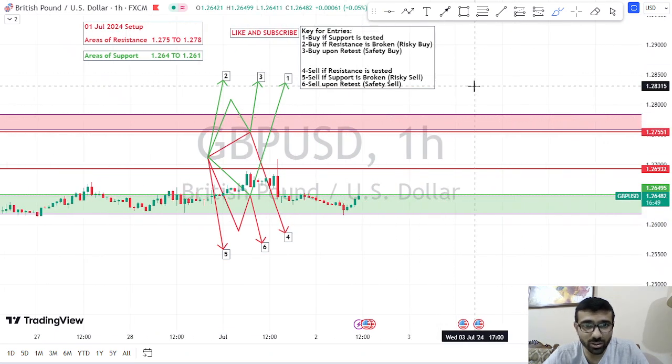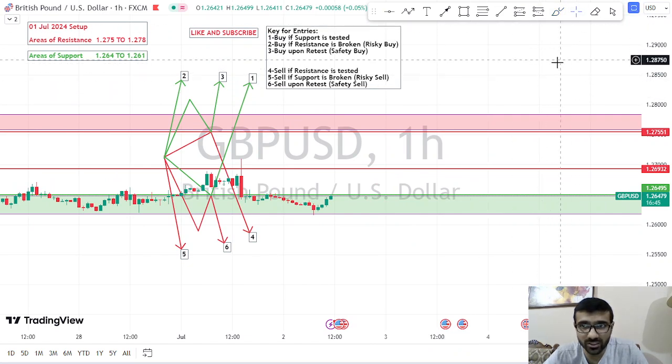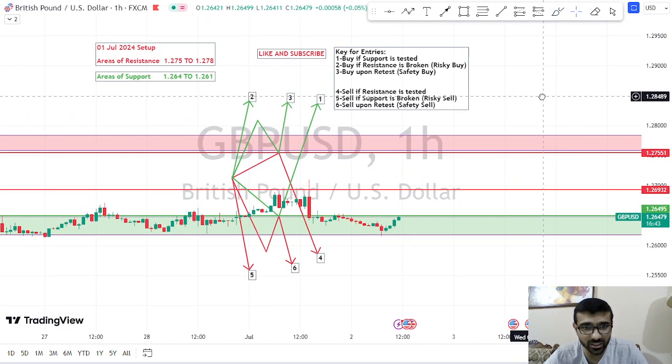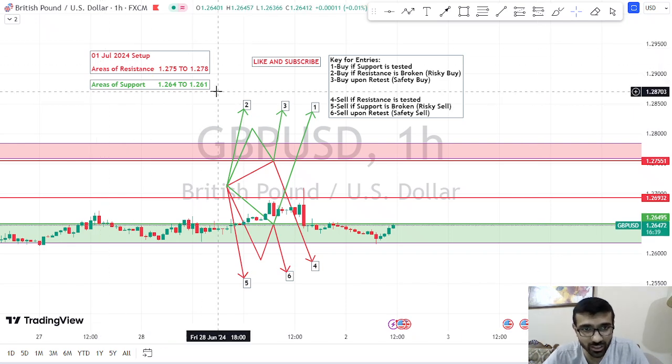Now let me move forward the scenarios for you guys, so you can easily take trades in this GBP USD pair on 2nd of July as well.